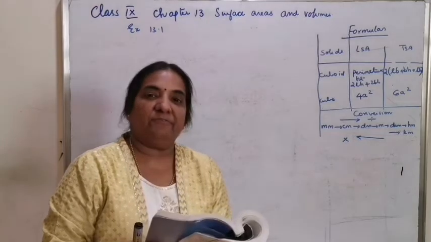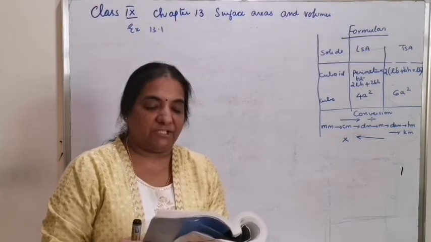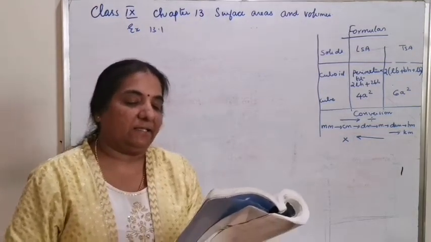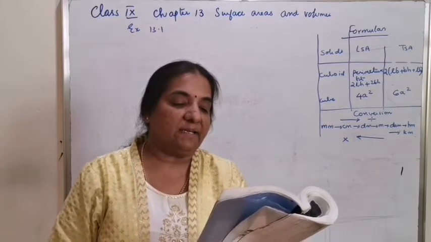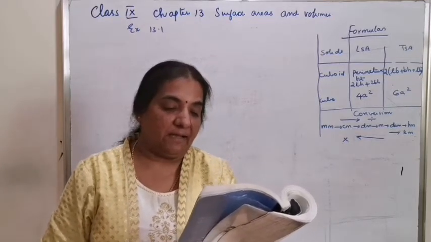Question number 5. A cubical box has an edge of 10 cm and another cuboidal box is 12.5 cm long, 10 cm wide and 8 cm high.